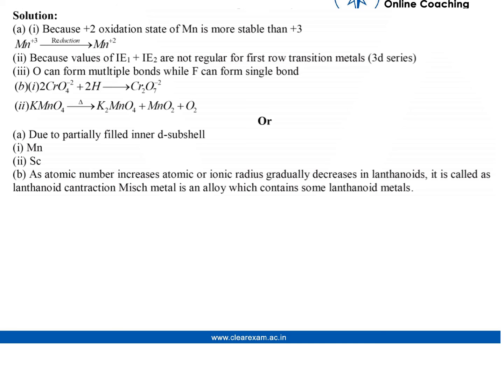Lanthanide contraction. As atomic number increases, atomic or ionic radius gradually decreases in lanthanoids. It is called as lanthanoid contraction. Misch metal is an alloy which contains some lanthanoid metals.